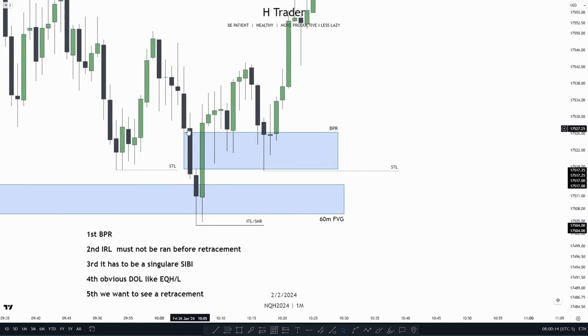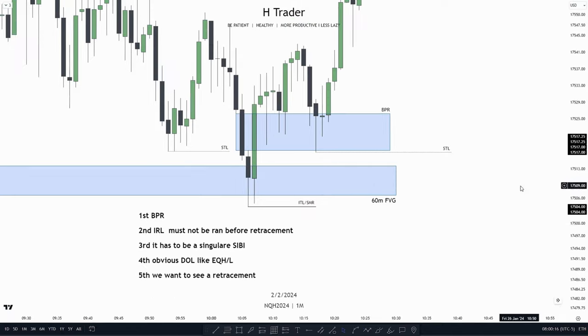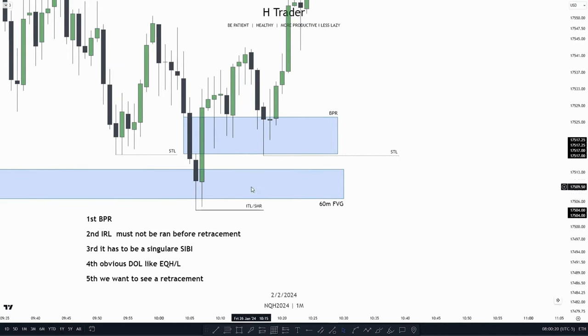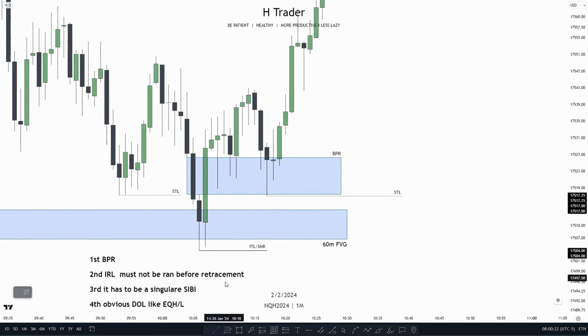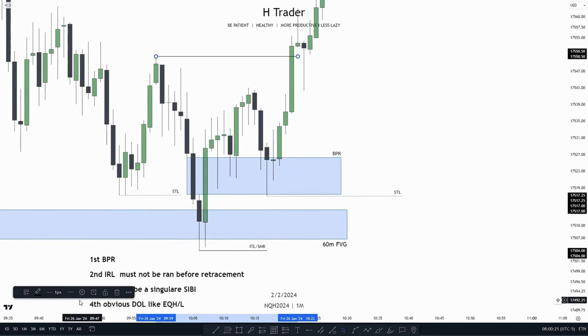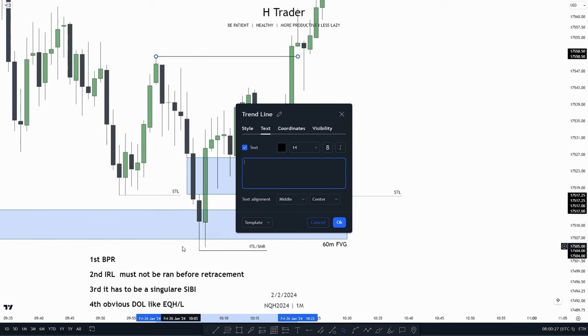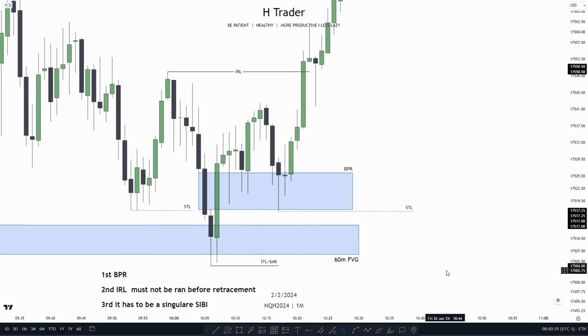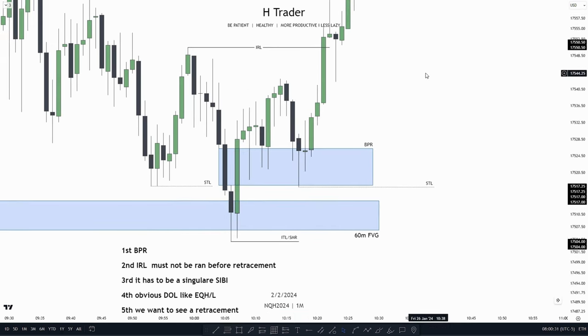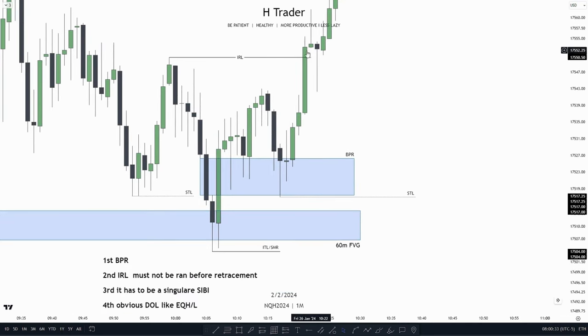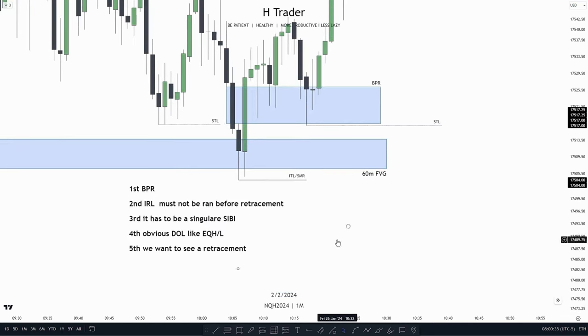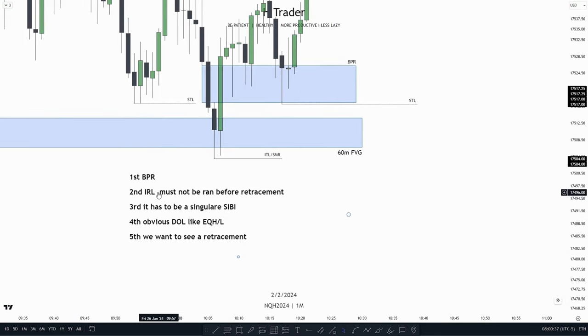So what do we have right here? We have a balanced price range. So now we have the first thing for our model, and we also have some extra confirmations for higher prices. So what do we have up here? We have internal range liquidity. And has this been taken out before we make the retracement? No, it has not. So this is the draw on liquidity. So now we also have the second criteria, which is that internal range liquidity must not be ran before the retracement.